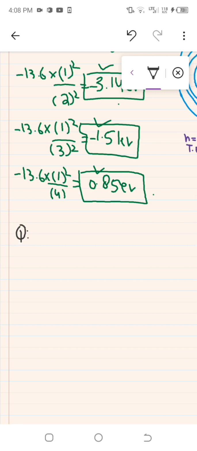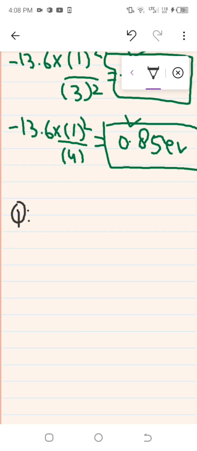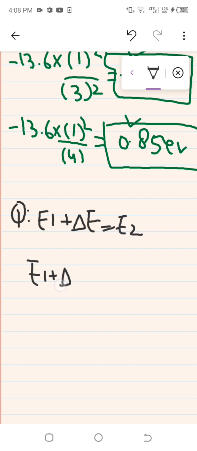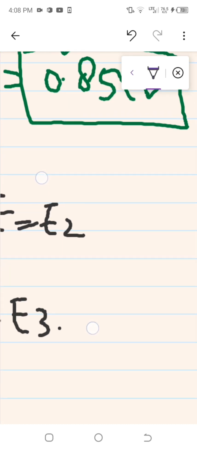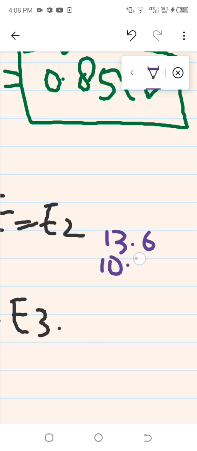Okay, so let's solve one more question. Here an electron can accept energy and can lose energy. If we have electron E1 plus change in energy, it will be equal to E2, and electron E1 plus change in energy is equal to E3. So how are we going to take out the final energy? If from the first shell I have to reach the second shell, I'm going to add 10.2 to minus 13.6, so it will be minus 3.4. This is the energy of the second shell.